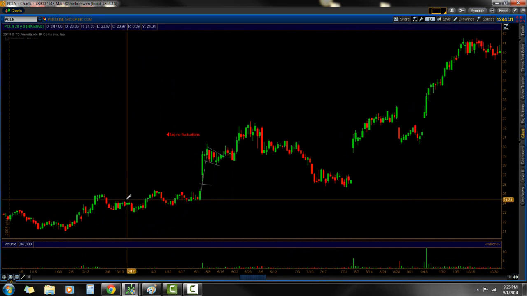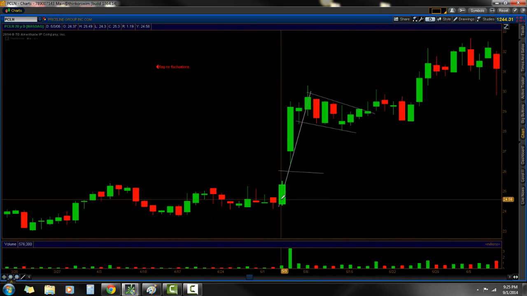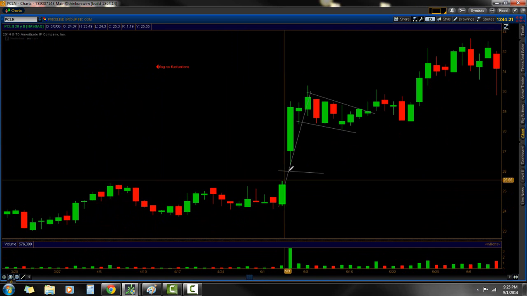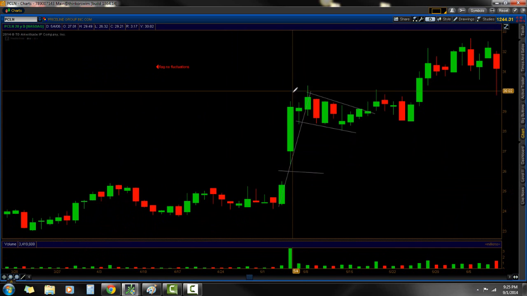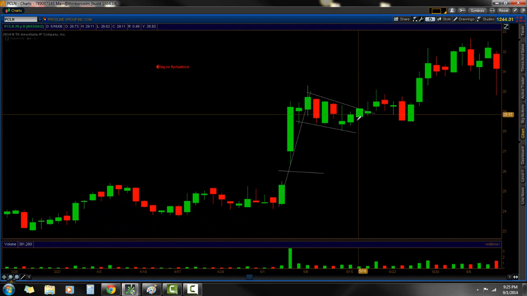Alright, here's another bad pattern. Sideways action, coincidentally again. Start of the trend, got your gap there. No fluctuation, just single days. That's not going to work.